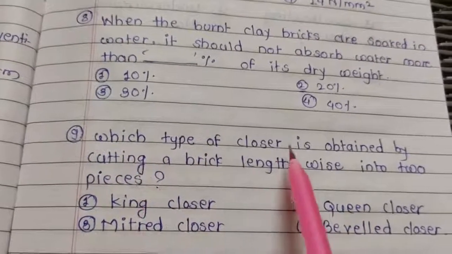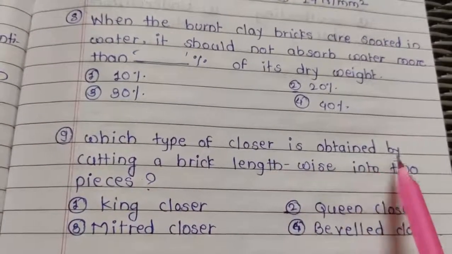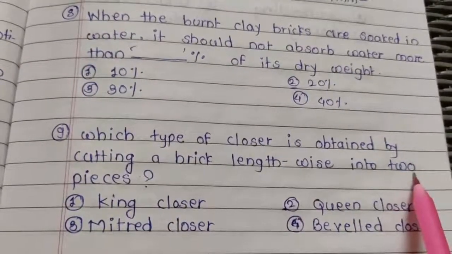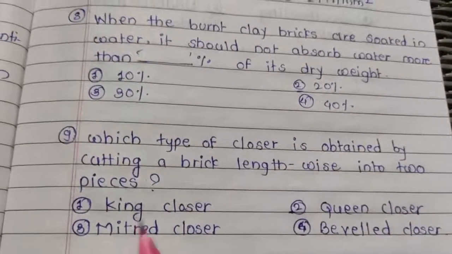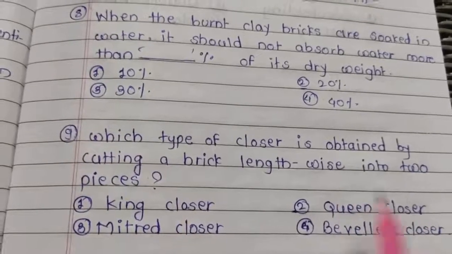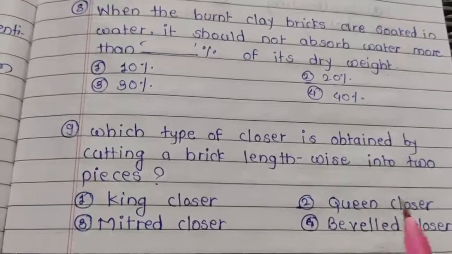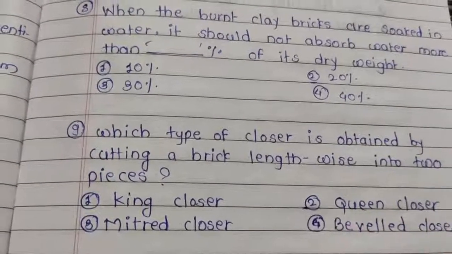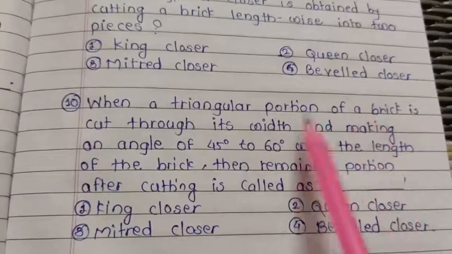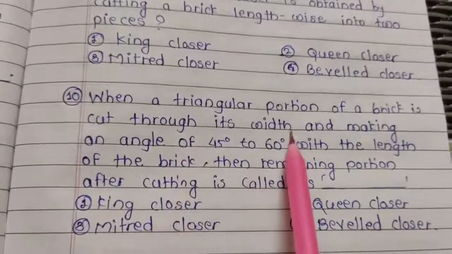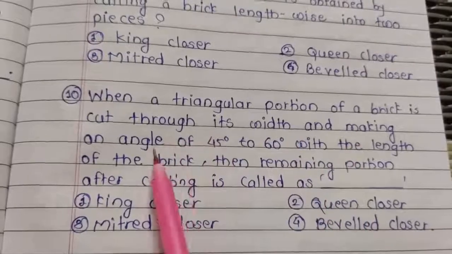Which type of closure is obtained by cutting a brick lengthwise into two pieces? King closure, queen closure, mitred closure, beveled closure. Answer is queen closure.